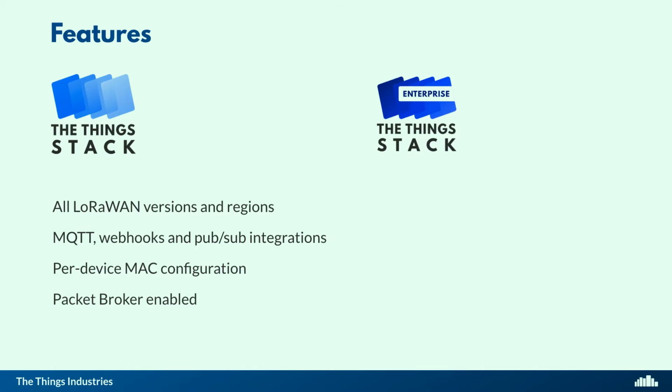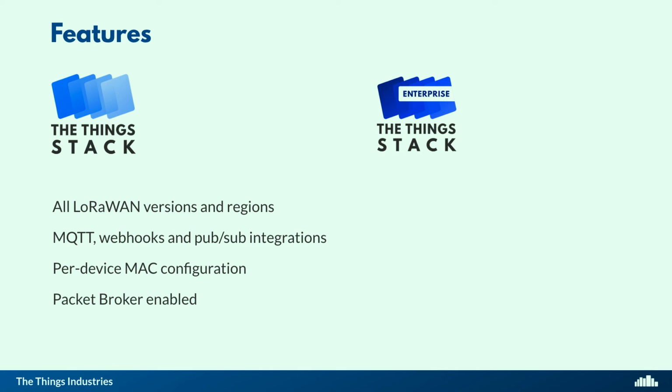Well, the key differences are that first, the Things Stack is feature complete. It supports all LoRaWAN versions, all regions, all modes. It allows you to get your application data in various ways. You can use different APIs. We have MAC layer settings per device, and that means that you can set per device what the LoRaWAN version is, what the region is, how it should behave. You can set payload formats per device, so you can run everything side by side. You can migrate your old devices, and you can combine that with your new devices in the same network. And it's Packet Broker enabled, and I'll get to that in a bit.